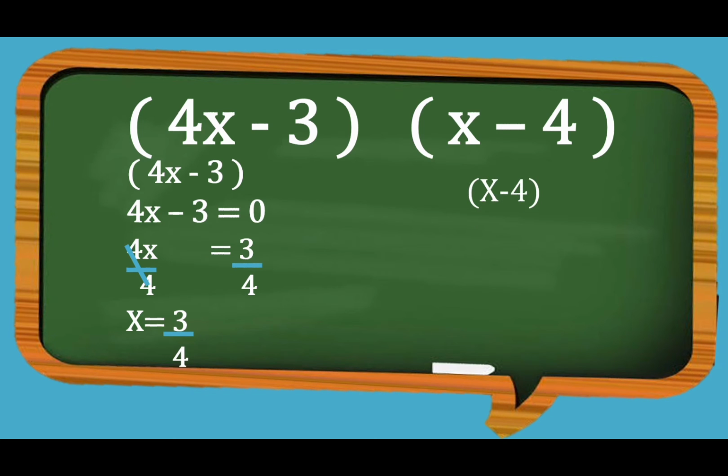Next is x minus 4. Equating it to 0, we have x minus 4 is equal to 0. Next is applying the addition property of equality. So we need to add positive 4 on both sides. We have x is equal to 4.